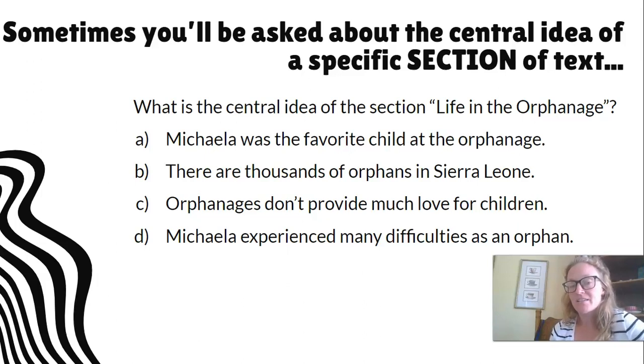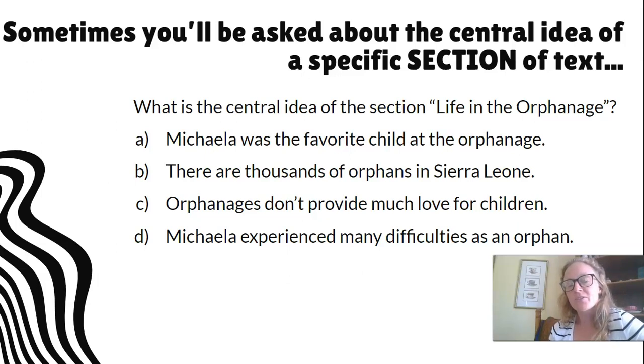And I look at choice A. It says Michaela was the favorite child at the orphanage. And I know that's wrong because the text says the opposite of that. So I'm definitely not going to choose that one. Then we have there are thousands of orphans in Sierra Leone. That, again, might be a true fact, but it's not the main purpose of that section. It's not the main message there.